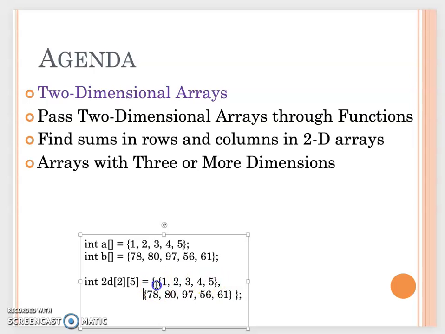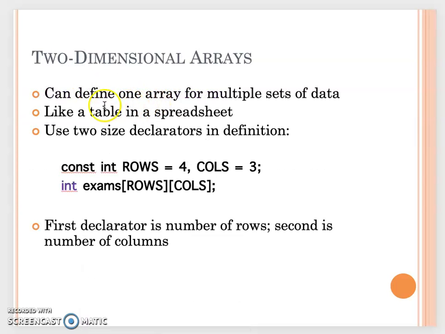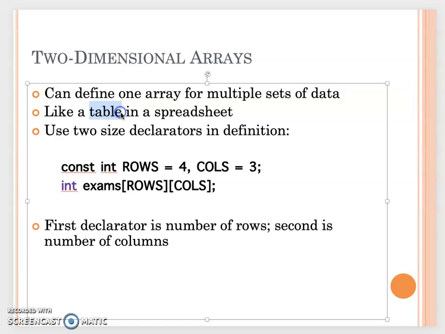Right? So you have the first row, second row. That's why we usually say the two-dimensional array is similar to a table. Or you see, for example, your Excel spreadsheet, actually that's a two-dimensional array because you have the number of rows and the number of columns. So when you declare a two-dimensional array, we have two sizes to declare.